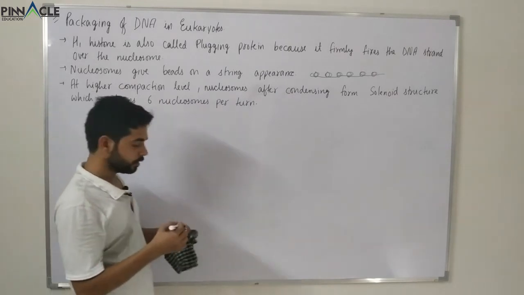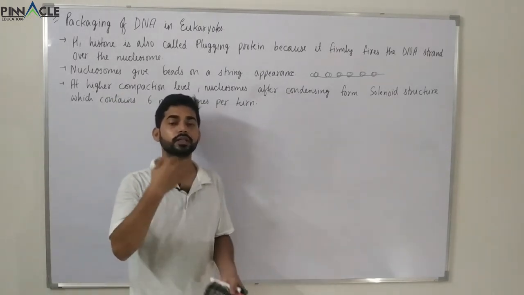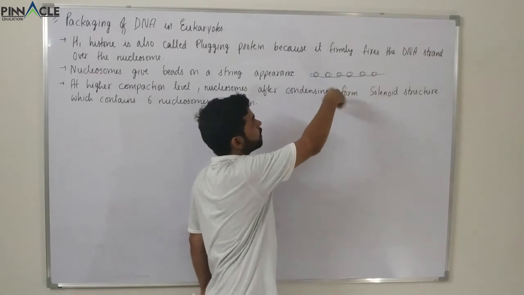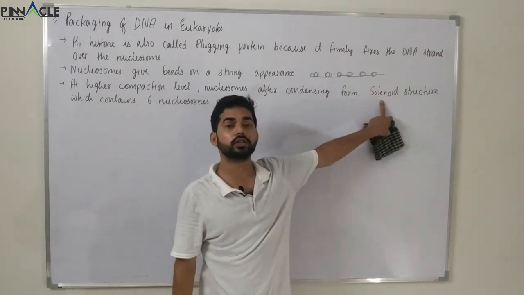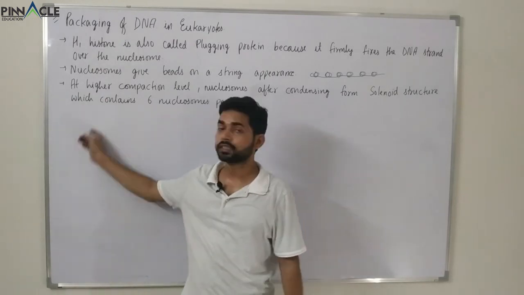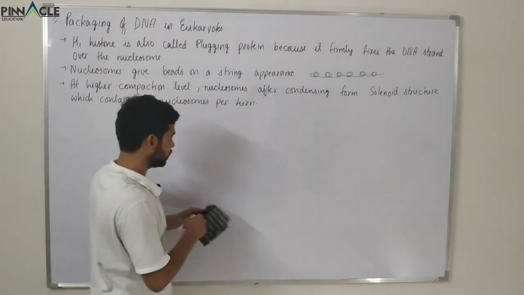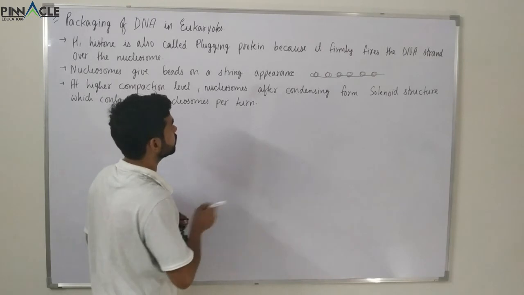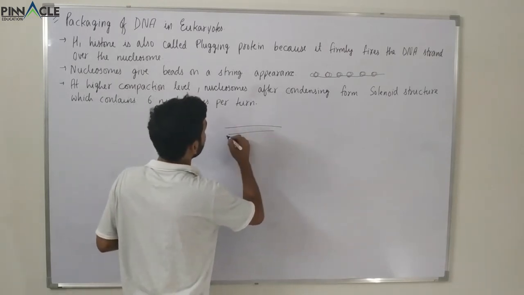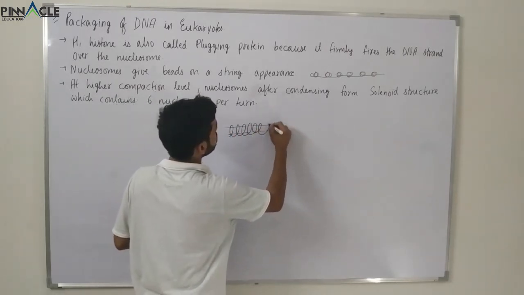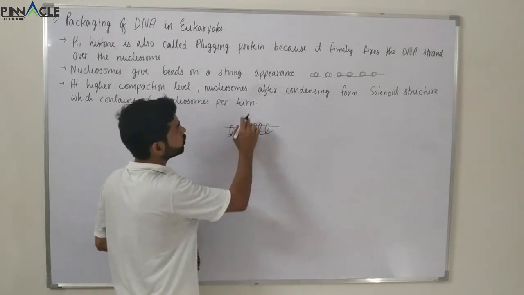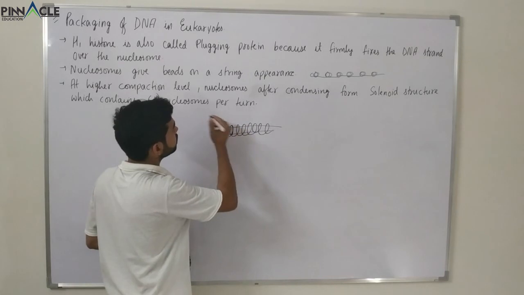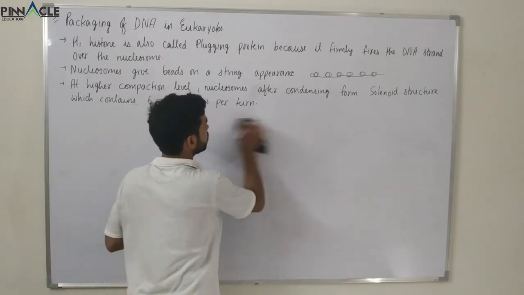So if that nucleosome part is also further condensed, that is, this part is again coiled upon each other, that structure is called the solenoid structure, and the solenoid structure contains 6 nucleosomes per turn. In physics you must have studied something called a solenoid, around which wires are located. So it is similar to that. This is the solenoid structure, and in each turn 6 nucleosomes are present.